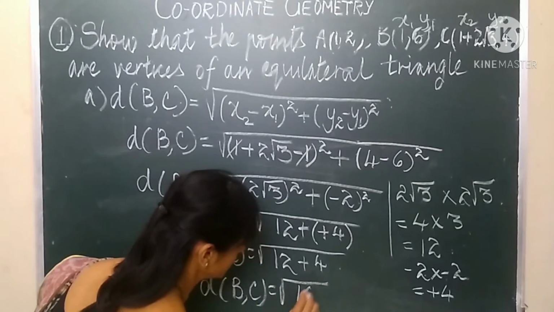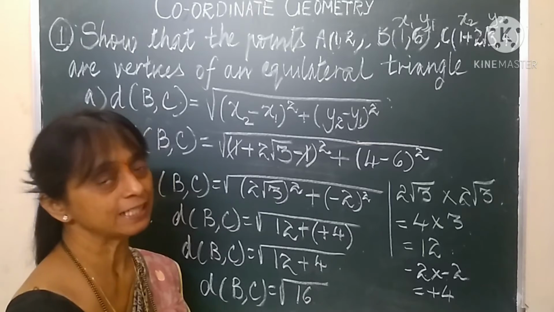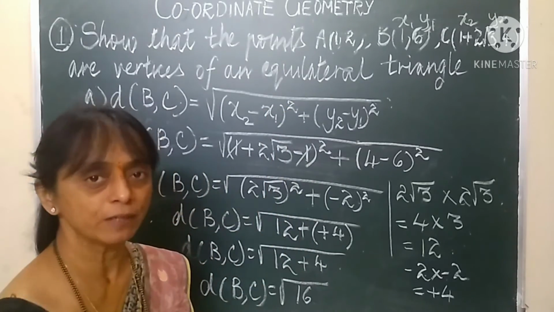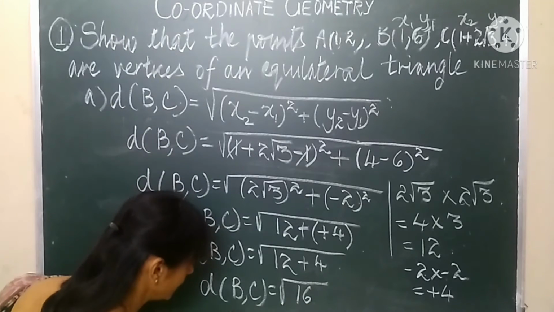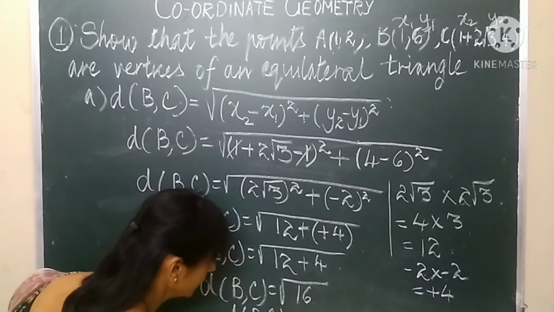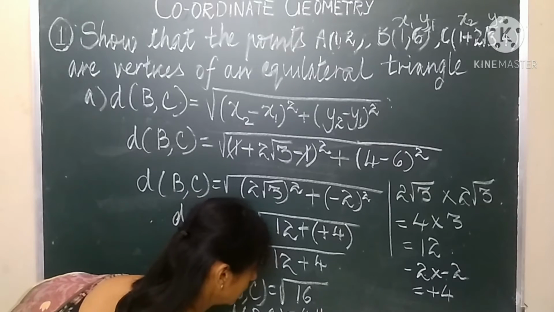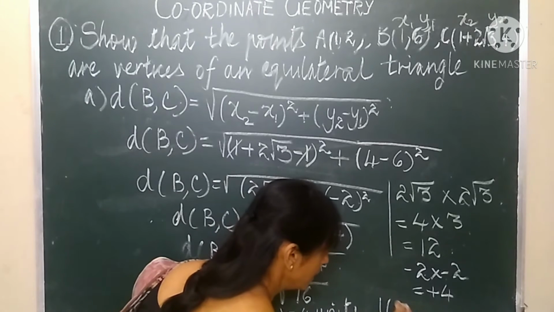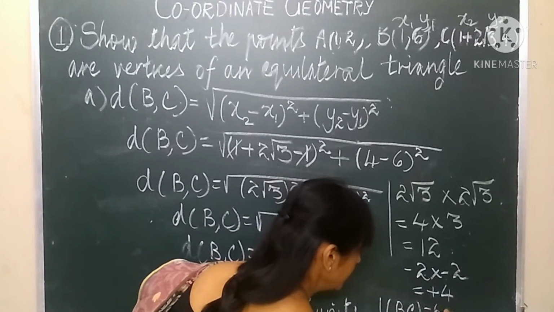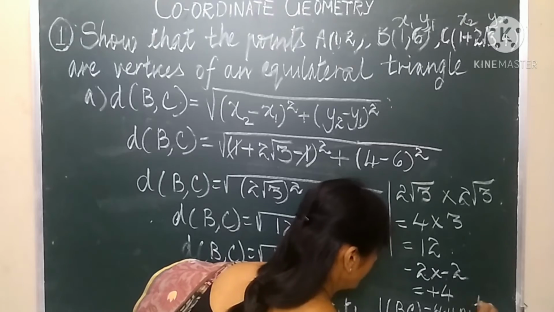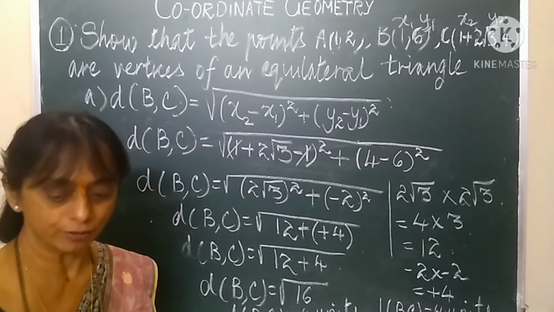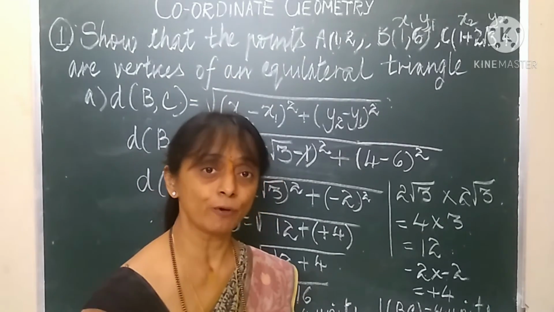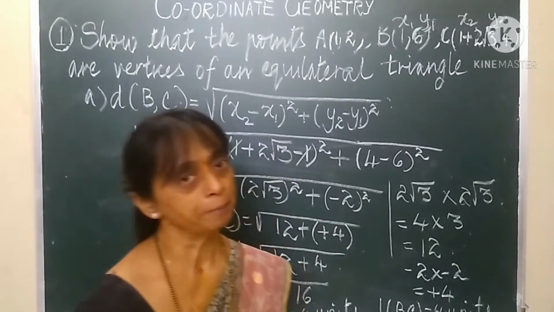This is again equal to root 16. Root 16 is equal to plus 4, minus 4. As we have done earlier, the negative value will be discarded. So we are just left with distance BC is equal to 4 units. Therefore length BC is equal to 4 units. So children, till now we saw length AB. What did we get? We got the same answer, 4 units, as we have got for length BC.